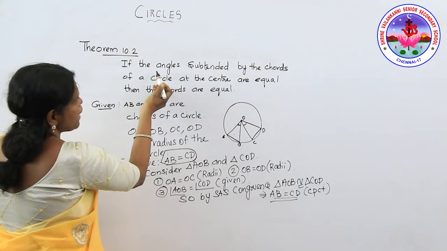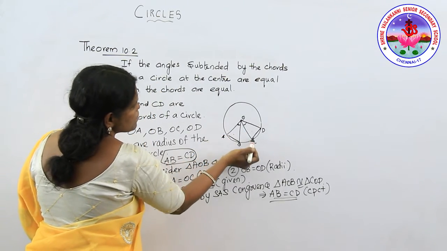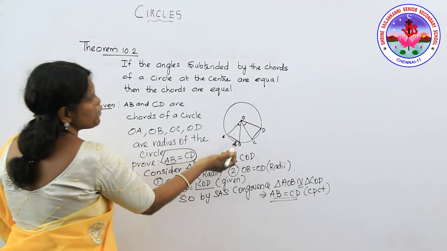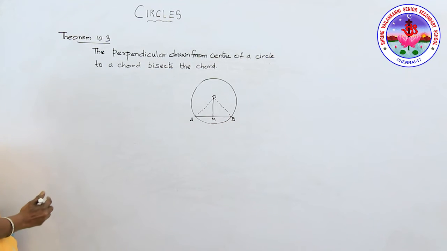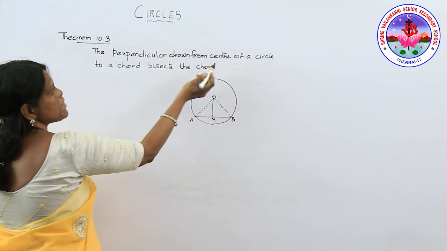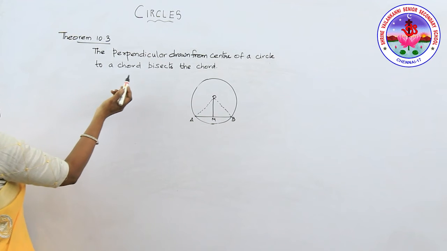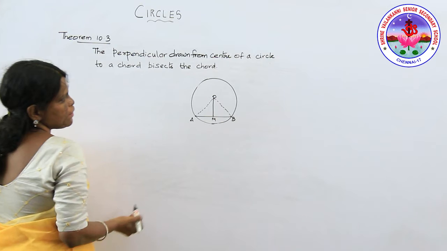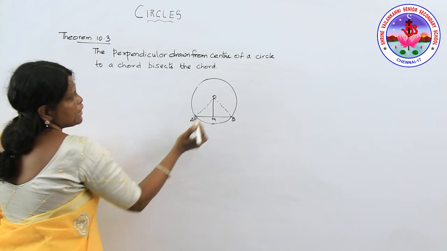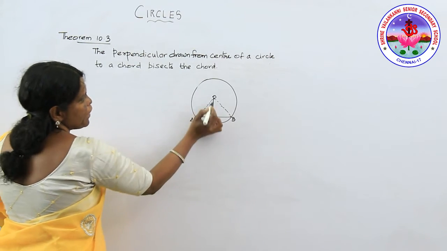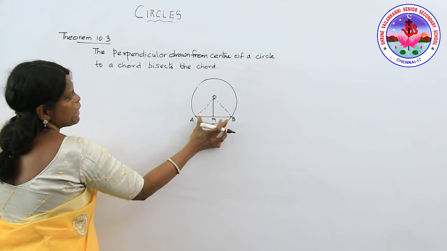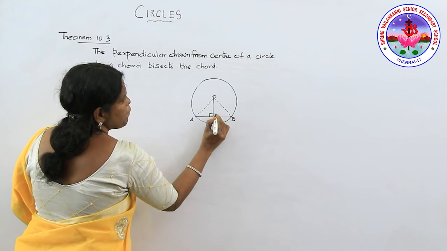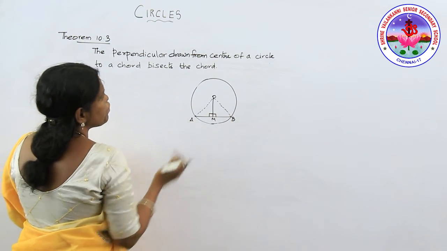Hence it is understood that if the angles subtended by the chords of a circle are equal, then the chords must also be equal to each other. Theorem 10.3: the perpendicular line drawn from the center of a circle to a chord bisects the chord. I have drawn a circle, AB be the chord. I am joining OM, that is my perpendicular line. So OM subtends 90 degrees with my chord AB. So I can write angle OMA and angle OMB, each will be equal to 90 degrees.